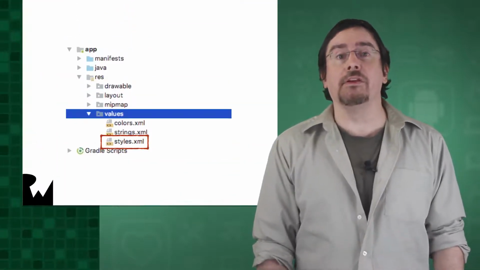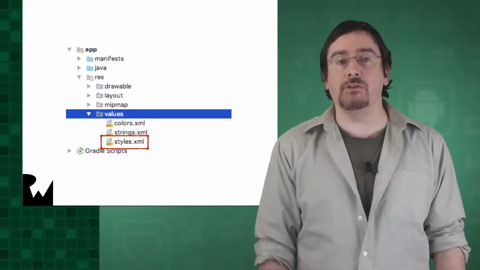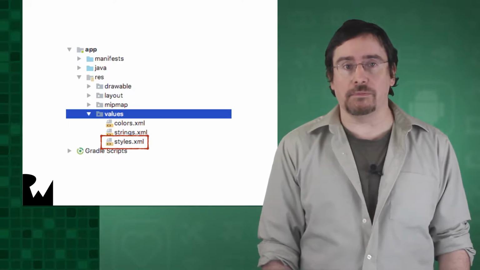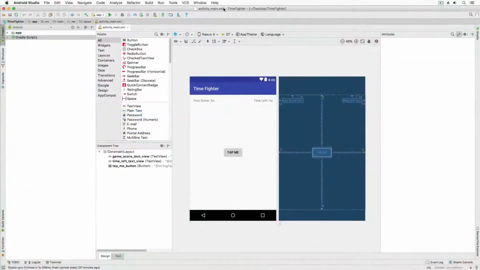And well, speaking of color, the only color you have in Time Fighter at the moment, apart from the white of the background and the black of the text, is the bar at the top of the app. This is known as the app bar. We'll first change the color of this app bar. The settings are stored in styles.xml. This is where we'll add our colors. To get started, open the styles.xml file.